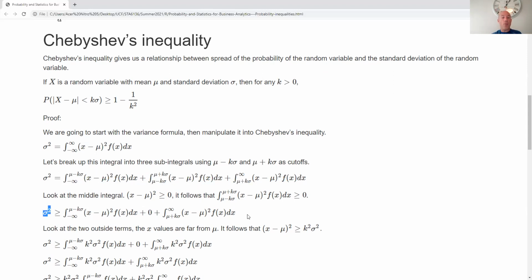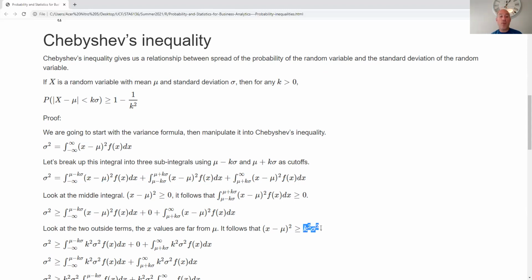Okay, now I'm going to look at the 2 outside terms. These are the ones that are spread out away from the central tendency. I look at this and I realize that because of where I'm cutting the number line, I know that (X minus mu) squared has to be greater than or equal to K squared sigma squared.